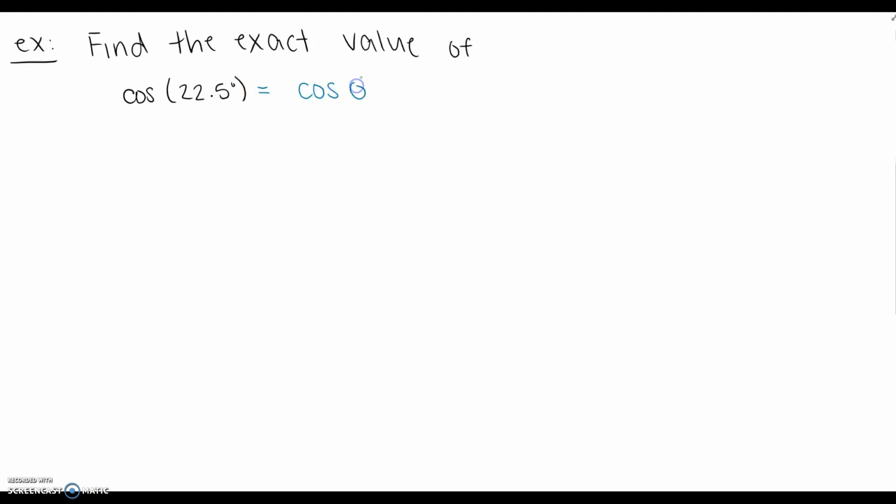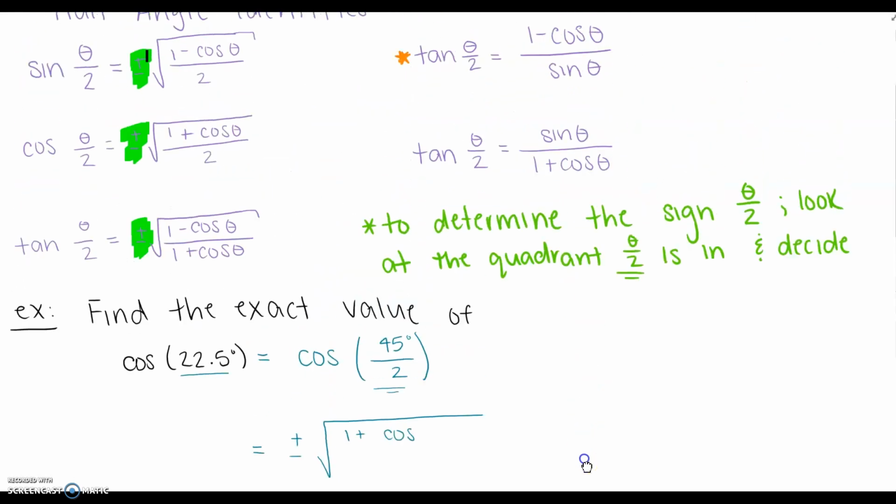So all you do is take this angle and multiply it by 2, which is 45. So we're just rewriting this 22.5 as 45 halves. So it's the exact same number, but now it's a half angle. So now that it's a half angle, we can use the half angle identity. So that's going to look like, for cosine, plus or minus the square root of 1 plus cosine of theta.